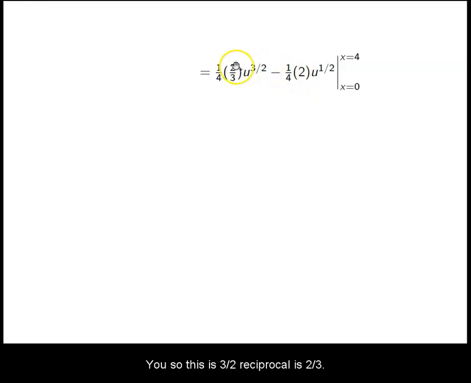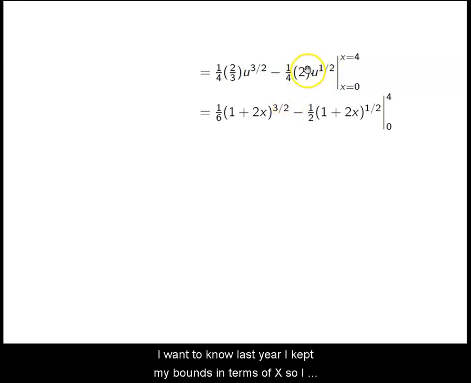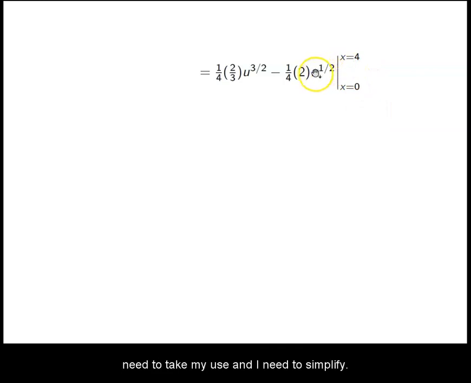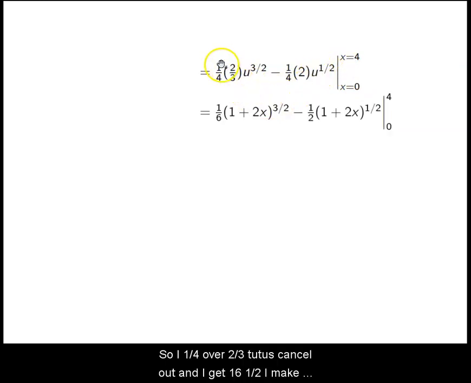So this is 3/2. The reciprocal is 2/3. This was 1/2. The reciprocal is 2. I could simplify those if I want to. Notice here I kept my bounds in terms of x, so I need to take my u's and resimplify. So 1/4 over 2/3, the 2's cancel out and I get 1/6. This goes to 1/2. I make my substitution for my u's back in because I never changed my bounds.